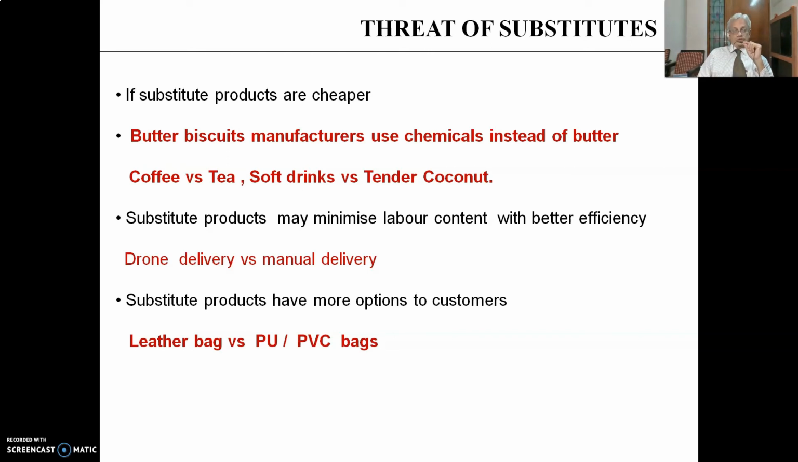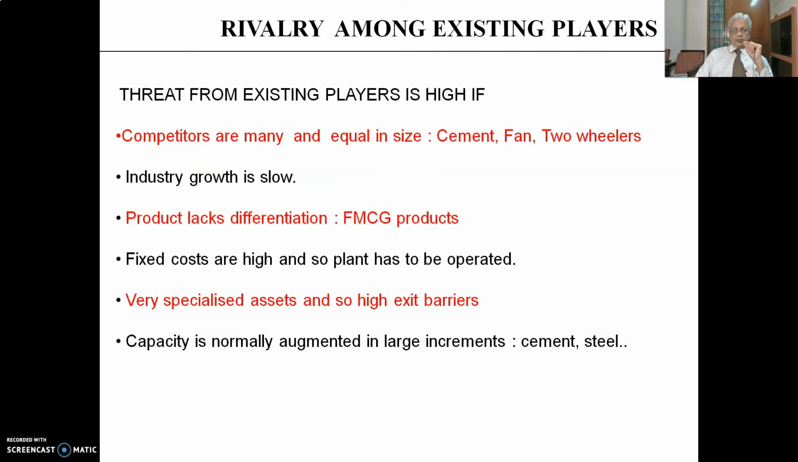Let us take the interesting example of leather bags versus polyurethane or PVC bags. If you see the PVC or PU bag, they look exactly like leather. It gives more flexibility, more colors, so many options to the customer, better than even a leather bag. So sometimes the substitute will be a real challenge to handle.